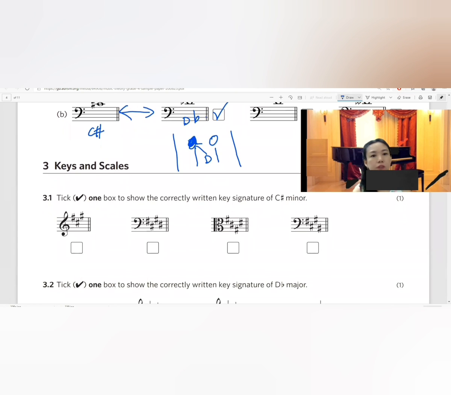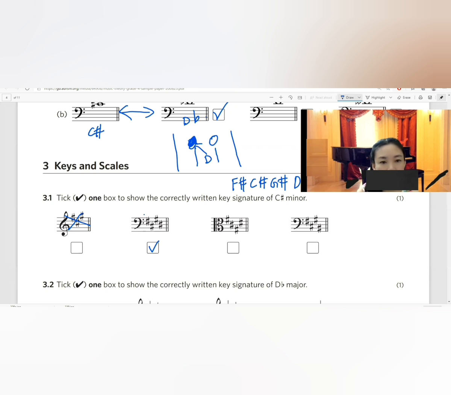Tick one box to show the correctly written key signature of C sharp minor. For C sharp minor, you should know that it has 4 sharps: F, C, G, and D. So the first one only has 3 sharps, so this is out. So this is F, C, G, D. Yes, they are at the correct position, so it's correct.